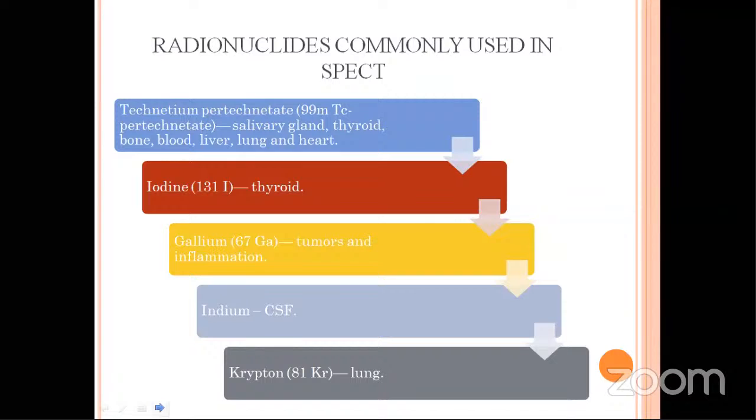Okay, so these are some of the different types of nuclides used commonly. In the bone and the salivary glands, technetium pertechnetate is used. In the thyroid, iodine is used. In tumors and inflammation, gallium-67 is used. In CSF, to read the CSF fluids, indium is used. And to capture the lung function, krypton is used. Okay, so each substance has affinity to one particular organ, and that was studied. And so different substances are used for different organs.